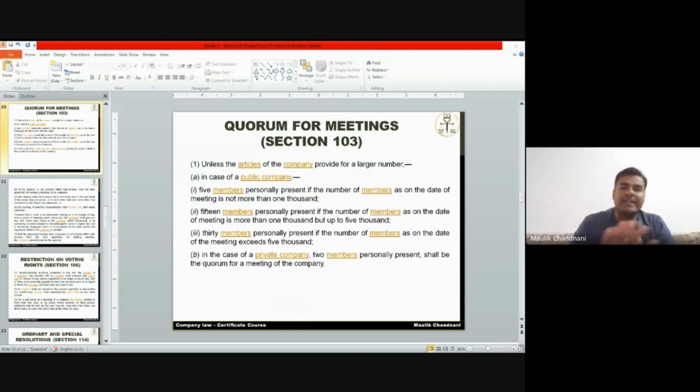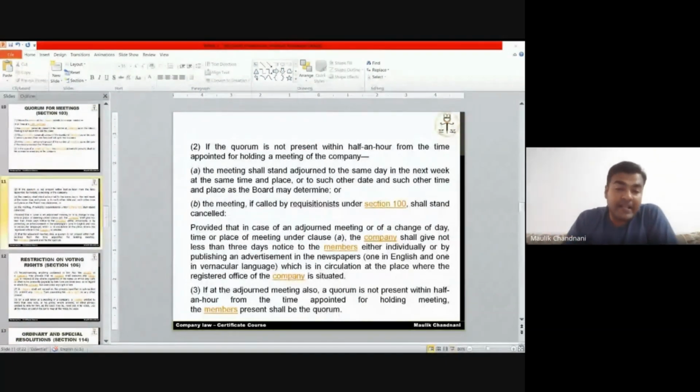Cancelled means altogether cancelled. We will not be conducting it at a later stage. So if the meeting is called by the directors and the quorum is not present, we will adjourn it. If the meeting is called by the requisitionists themselves and the quorum is not present, the board will not accept the same. The meeting will not be adjourned. It will be cancelled.